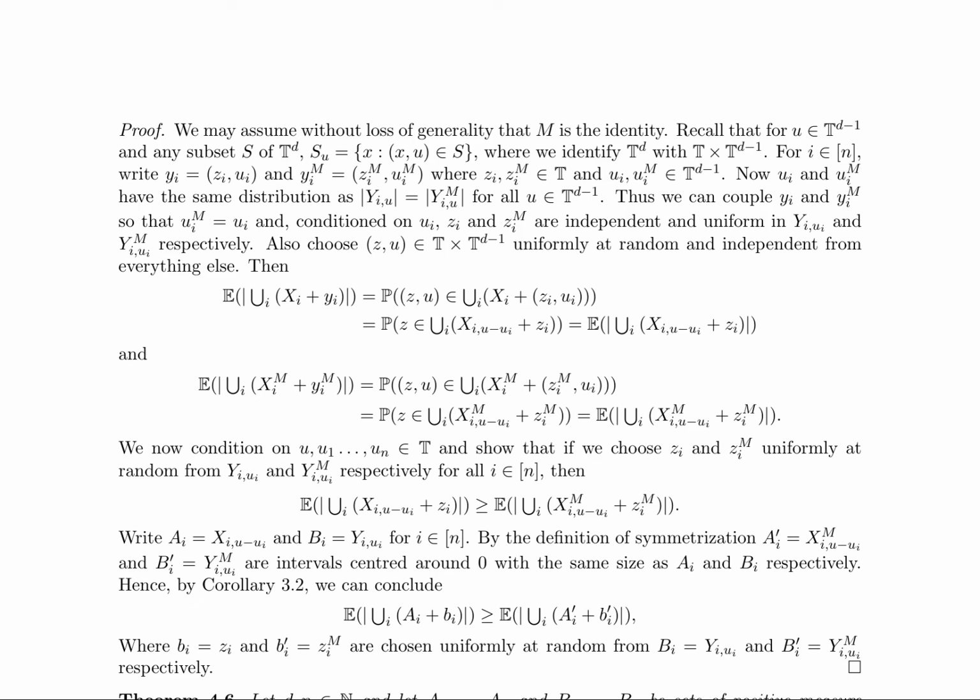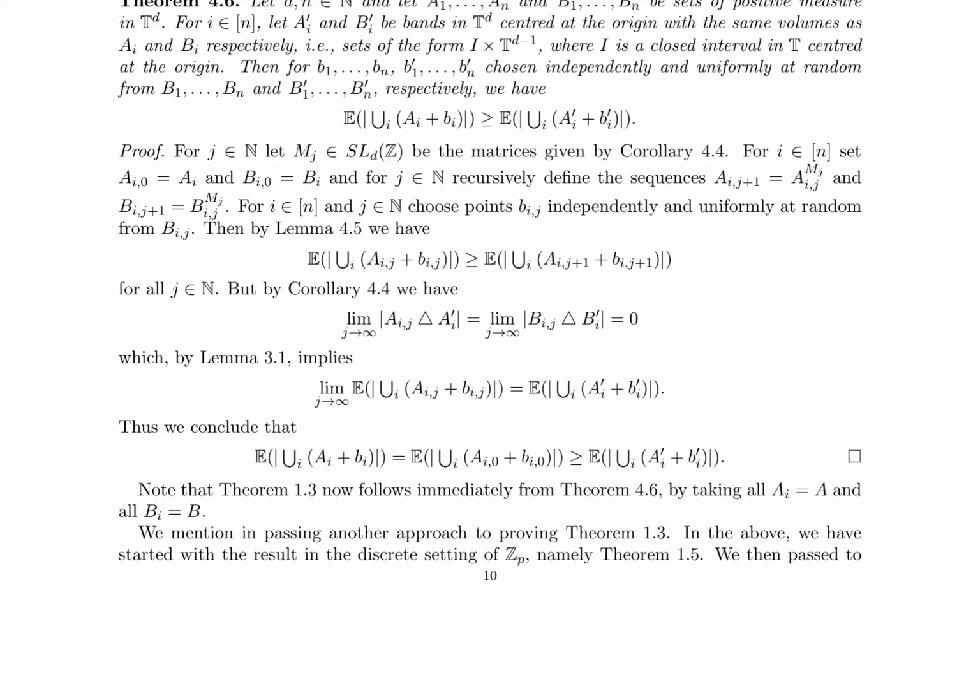The proof then proceeds to show that E, union over i, of Xi plus Y, is greater than or equal to E, union over i, of Xmi plus Ymi, by conditioning on U, U1, an element of T, and choosing Z and Zm uniformly at random. This establishes a connection between the original and symmetrized variables. The theorem's proof concludes by using corollary 3.2 and lemma 4.5 to demonstrate the inequality.